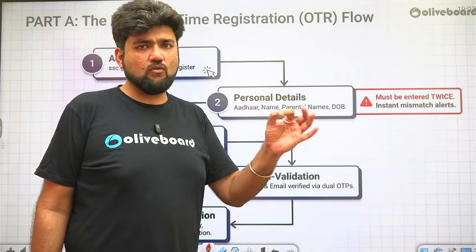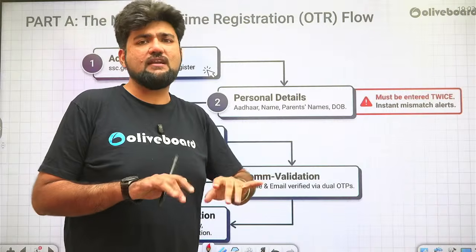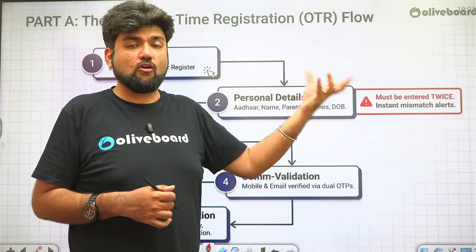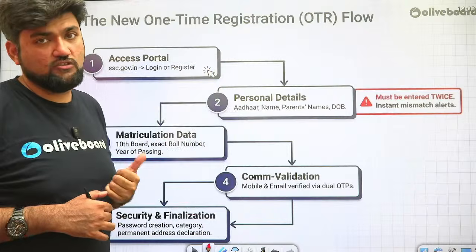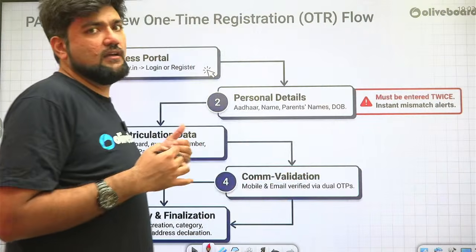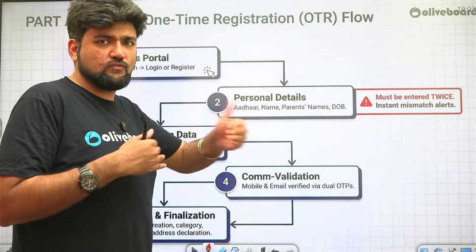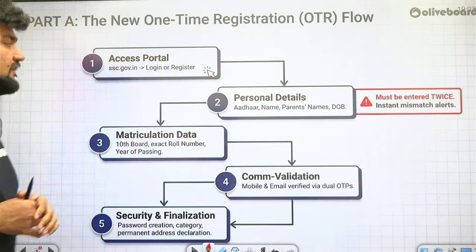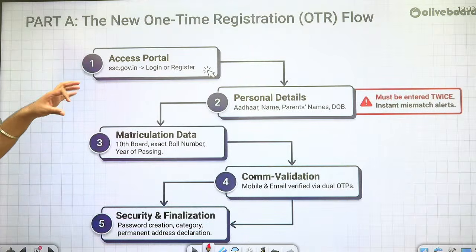Earlier, they used to make it enter only once, but a lot of times while we are entering, we end up making a typo. We don't read that, and it creates a problem later on when the names don't match with our matriculation certificates. So they will ask you to enter it twice, so that if at an instance there is a mismatch because of a typo, they will immediately raise a request, and then you can rectify it right there and then. So this is one edit here.